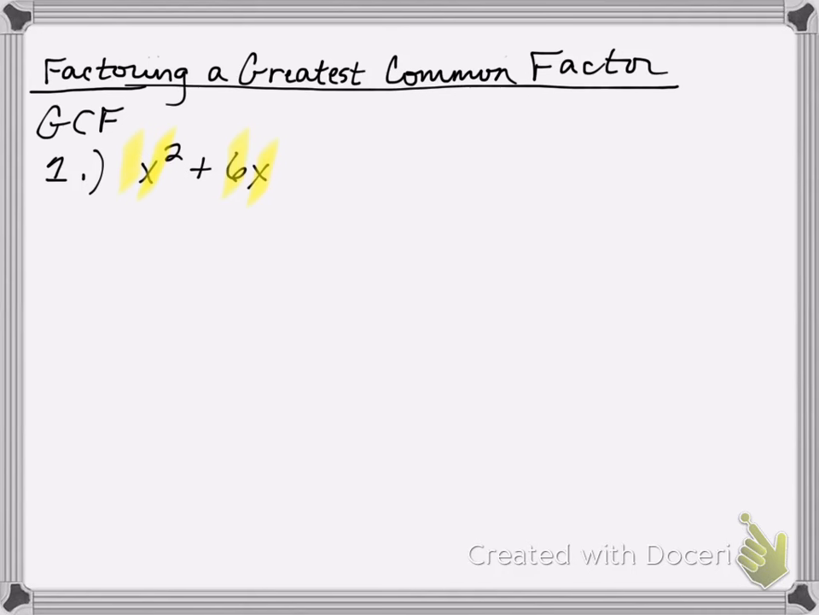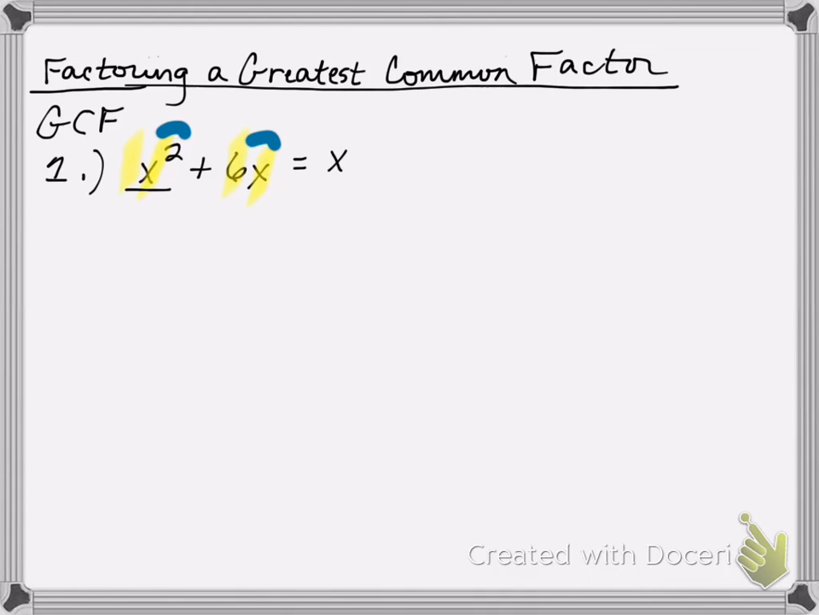If there is a common letter, then that letter is considered a common factor. The way you do this is, if there's a common letter, you write the letter and then you write the smallest exponent that you see in the original form. 2 and 1 are your exponents, and therefore x to the 1 will be your GCF. So your GCF here is x.